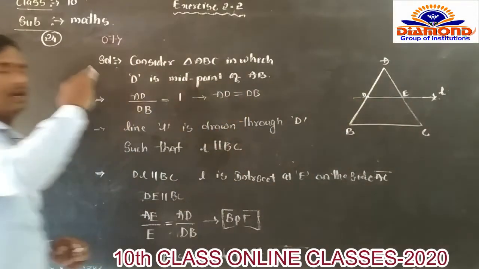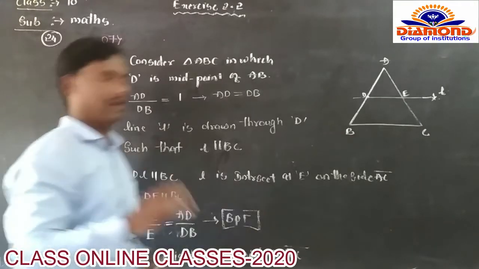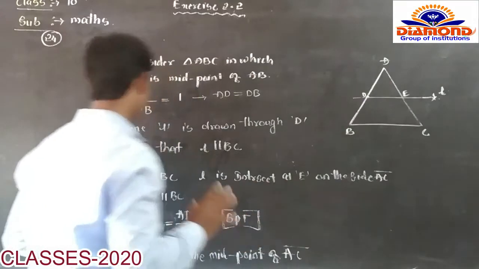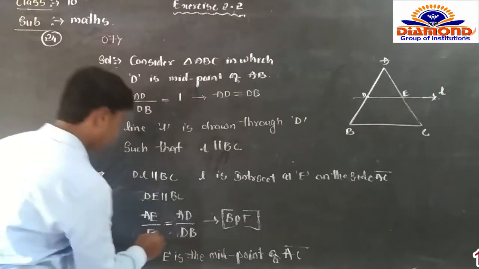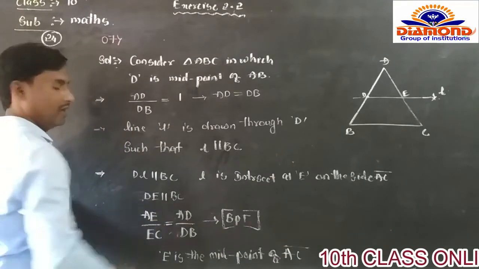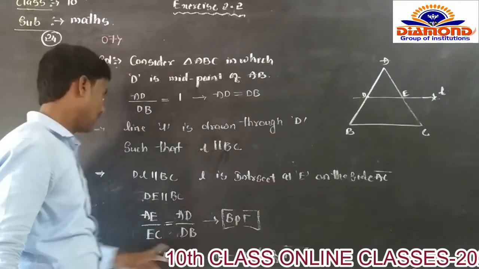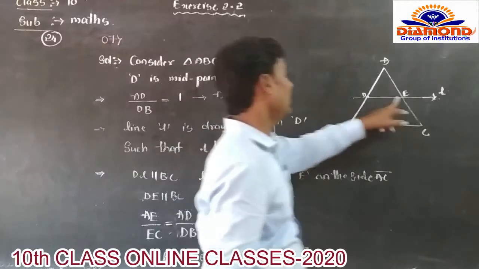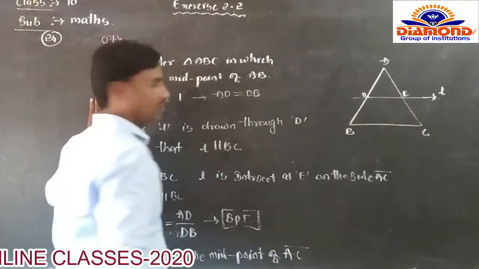When a line going through two sides of a triangle, triangle ke andar do side ko intersect ho ke jane wala line, is parallel to the third side, then the proportional sides are equal. Means proportional side, which one I took? AE upon EC. AE upon EC is equal to AD upon DB. This is the BPT theorem, basic proportionality theorem. Then already you know that D is the midpoint of the AB, means similarly E also the midpoint of the AC. This is the solution of the 7th question, dear students.